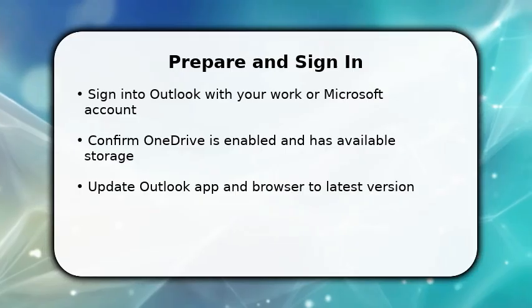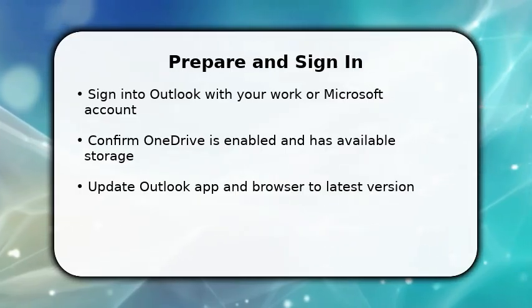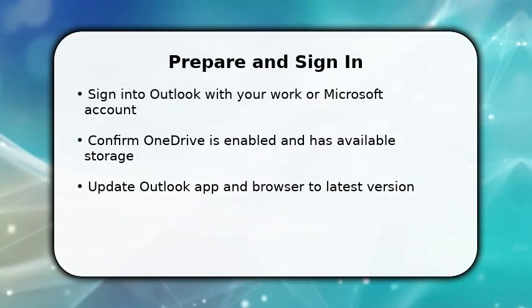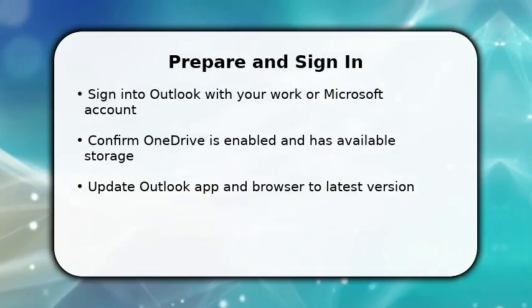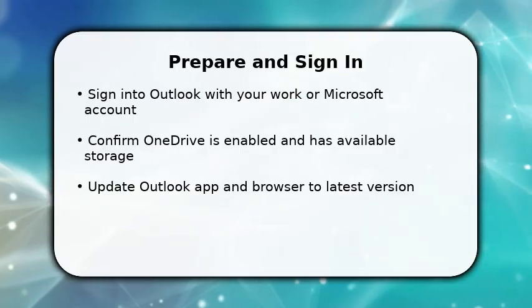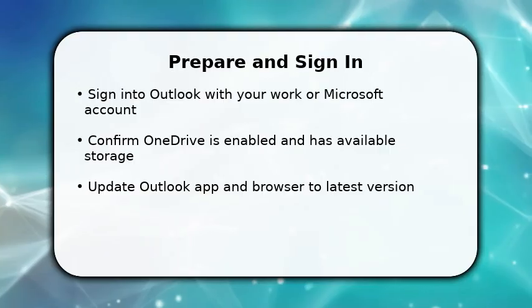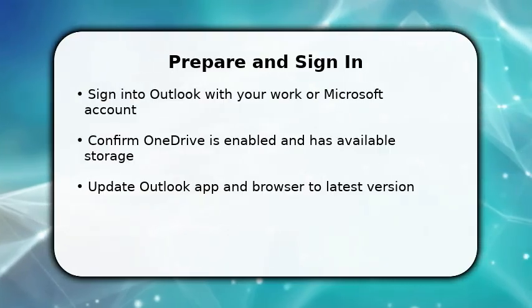You start by signing into Outlook with the account linked to OneDrive. This gives Outlook permission to attach and save files. Once done, make sure OneDrive is active and you have space, otherwise uploads will fail. Next, update your Outlook app or browser to the latest release so features behave predictably.